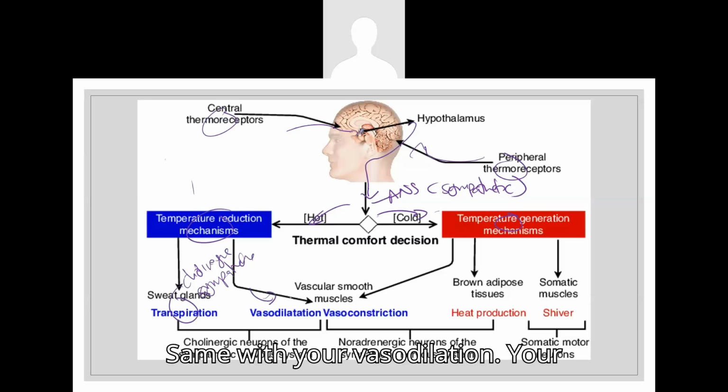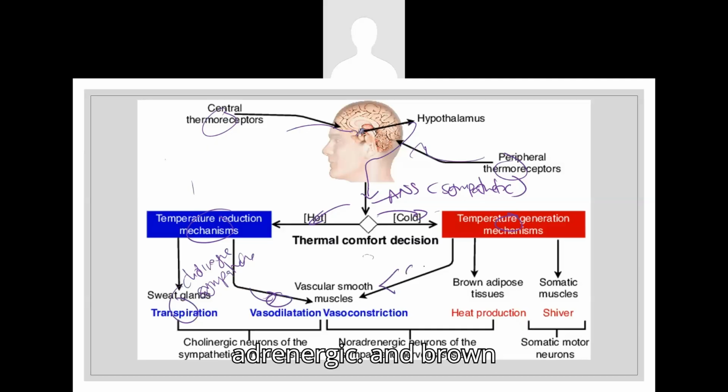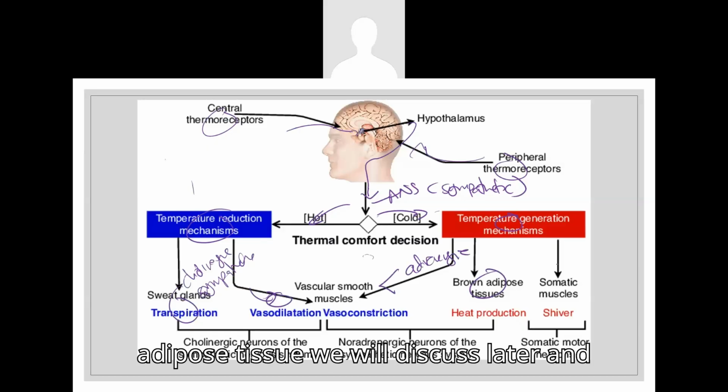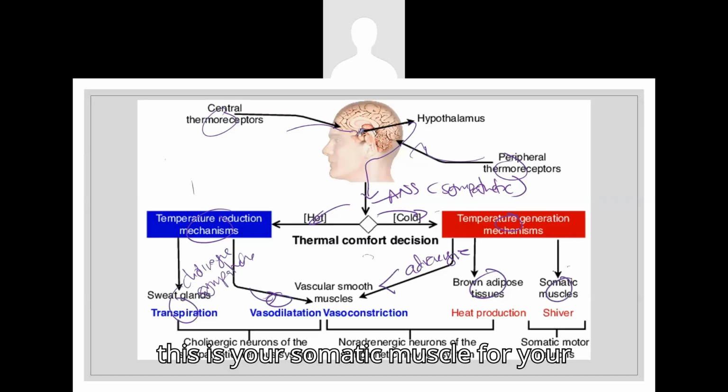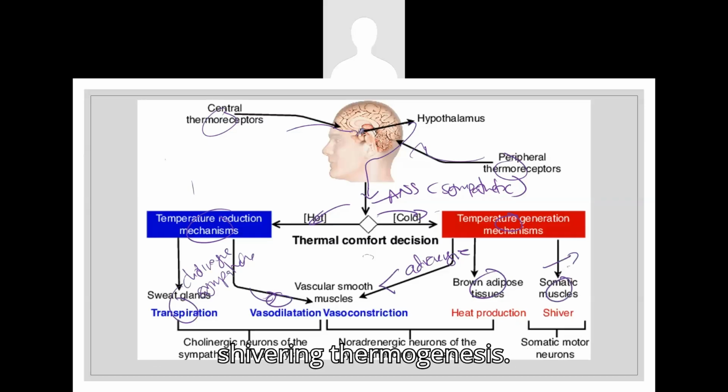Same with your vasodilation. Your vasoconstriction, you have your adrenergic. And brown nervous tissue, we will discuss later. And this is your somatic muscle for your shivering thermogenesis. So these are the good summation of how the body does thermoregulation.